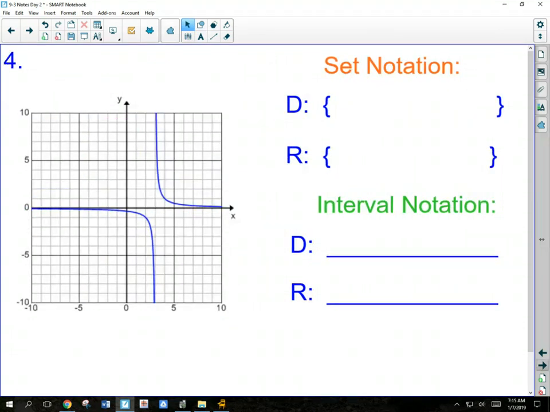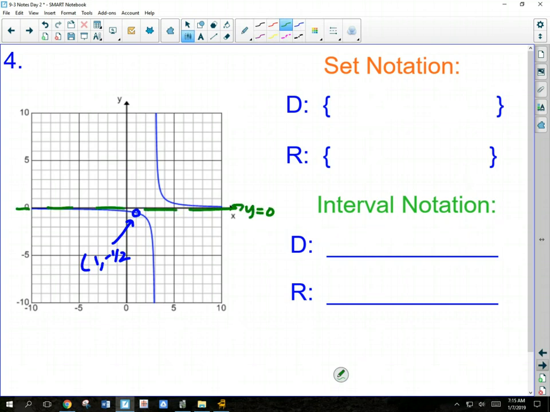All right, and then here's another one. I am going to just add a hole in this, and I'm just going to say that there is a hole right here. I know you don't have this, but why don't you add it. And I am going to say that the coordinate of that hole is at 1 and -1/2, okay? And I do have a horizontal asymptote at y equals 0, and I do have a vertical asymptote at x equals 0.